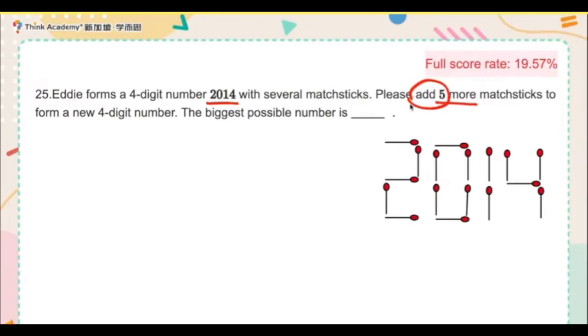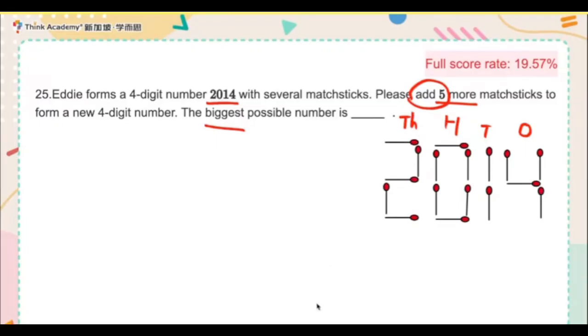Can we move the position of different matchsticks? No. Can we just take away some? Cannot. We can only add some more, right? Okay, so let's see. What is the biggest possible number? Every time we talk about getting the biggest number, that means the biggest digit should be the biggest, right? So let's see. What are the digits here? This is the 1's digit. You can also label on your paper, okay? This is the 10's digit. This is the 100's digit. This is the 1000's digit, right?